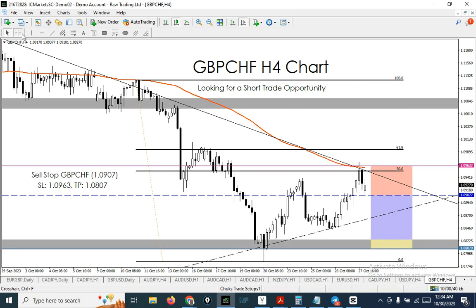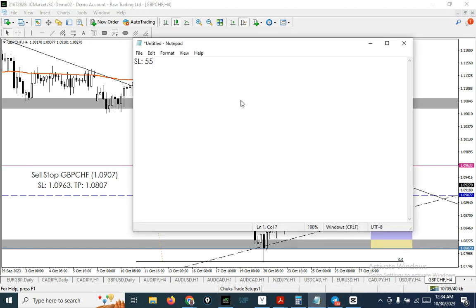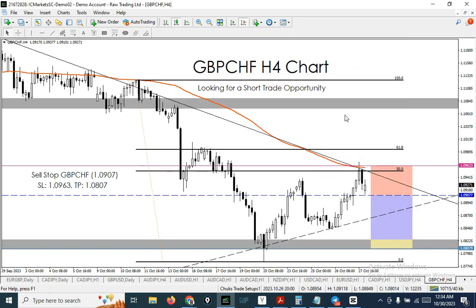So guys, let me repeat it again. From here to here is 55 pips. Okay, 55 pips. You come and write it. 55 pips. These are the information I need to generate my lot size from the lot size calculator.